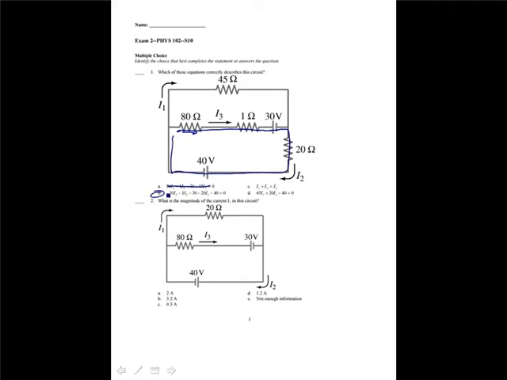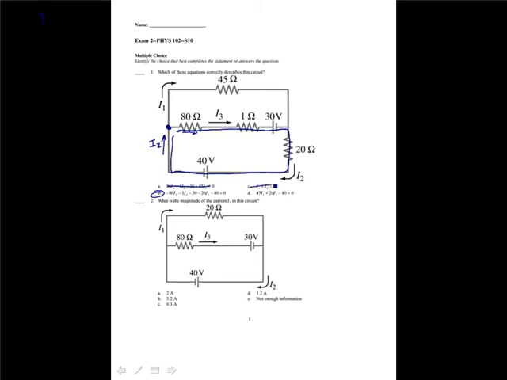Let's just go by the other ones. I1 plus I2 is equal to I3. Here we have, let's take this junction. We have a current I2 coming into it, and I1 and I3 going out. So the junction rule should say I2 equals I1 plus I3. So that one's not right.